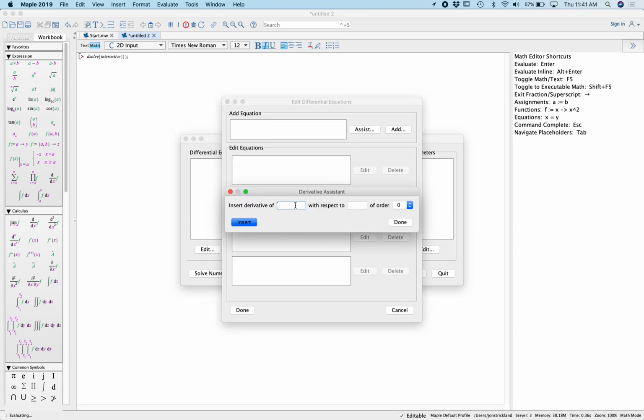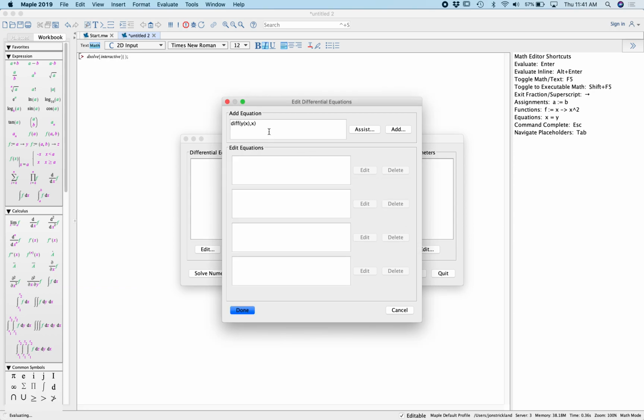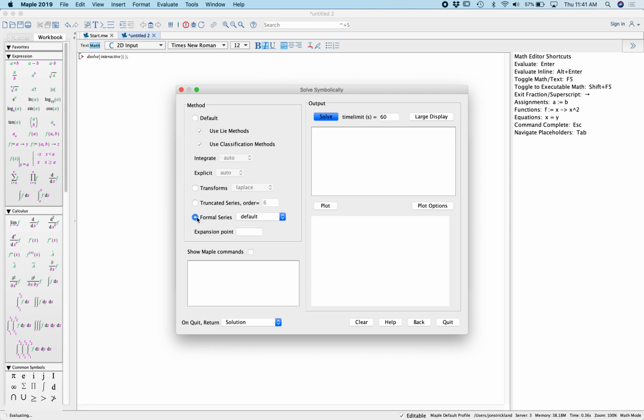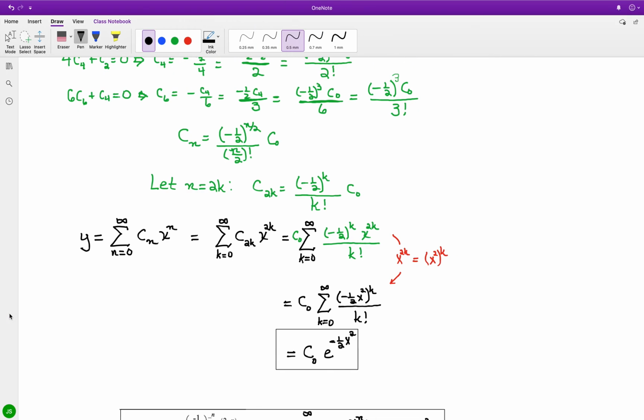Okay, so looking at taking the derivative of y with respect to x, first degree, insert, and again I have plus x times, not just y, but y of x is equal to 0. And if I add this in, and looking at solving symbolically and putting in terms of formal series, okay, I get this result which has the gamma function. And I've already copied this result.